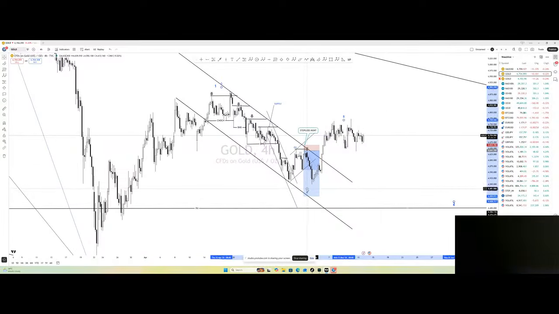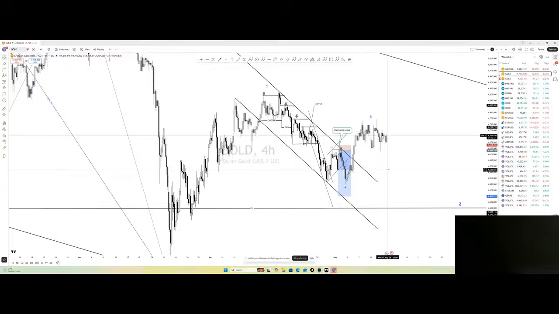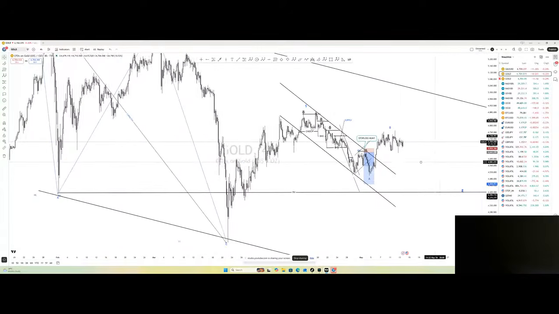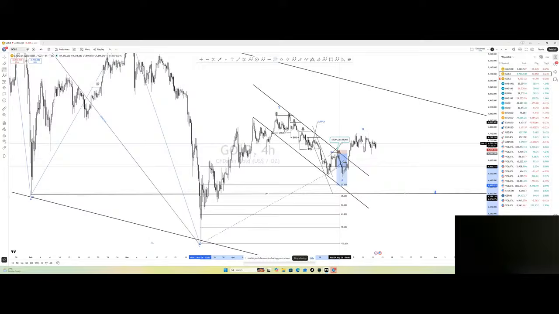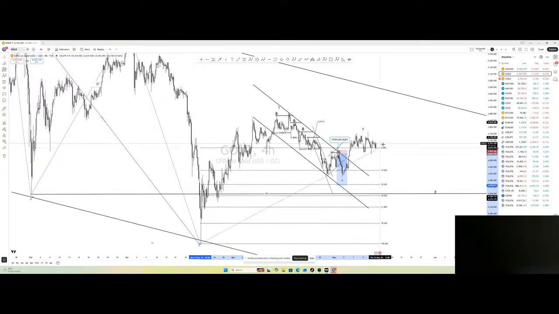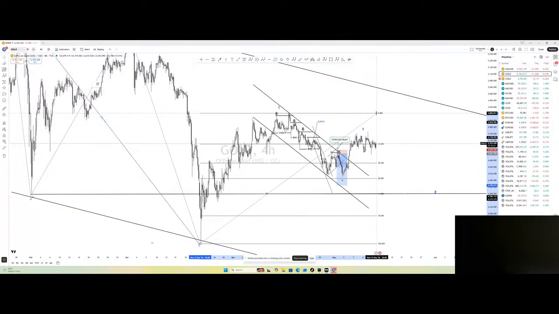Okay, so this is our A level. So remember, we have to measure the end of the correction by calculating from 0 to 1 at the top. So price was at 50%. That's where price stands, 50%.